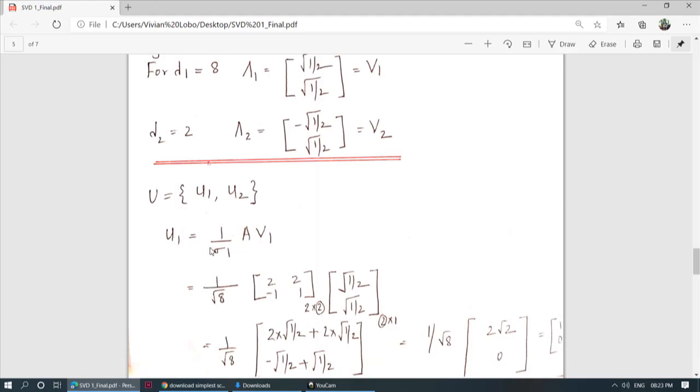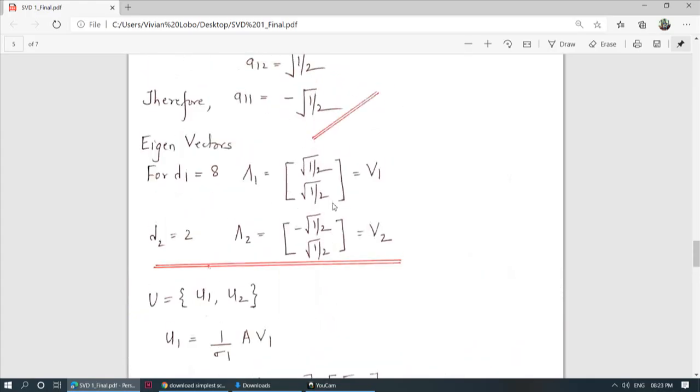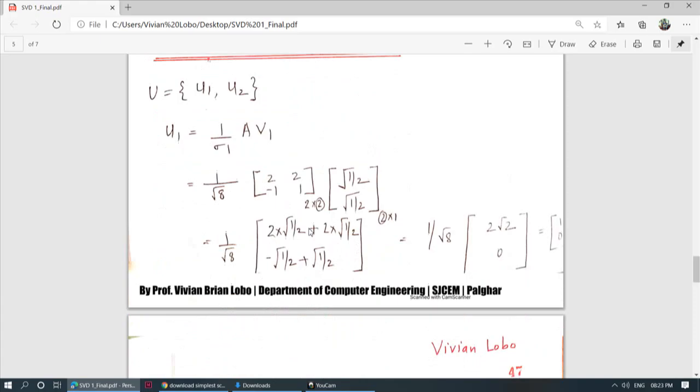So U1 is 1 upon singular value 1 into A into V1. So singular value 1 is nothing but square root of lambda 1, so 1 upon square root of 8. A is the matrix that is given to us in the question, and V1 we just now calculated, which is nothing but the eigenvector. So on performing the matrix multiplication, we get U1 value as 1, 0.